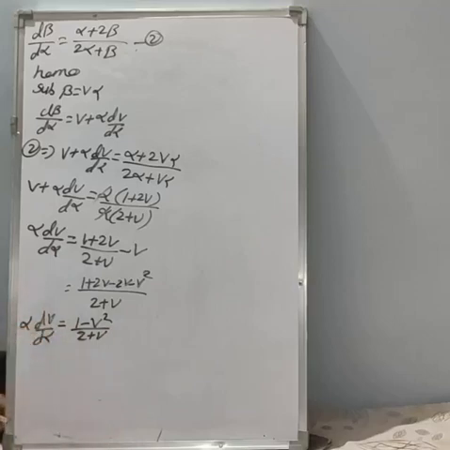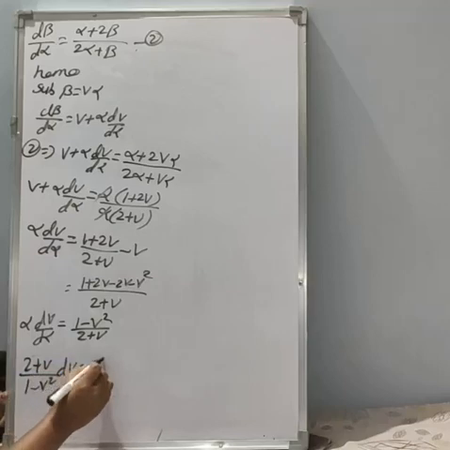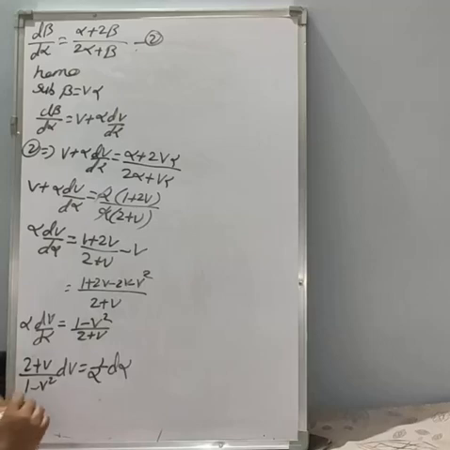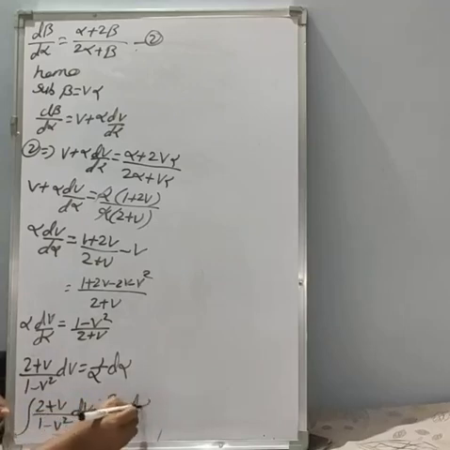Now we can separate the variables. So the terms containing alpha and d alpha on one side and the terms containing v and dv on the other side. So you will get 2 plus v divided by 1 minus v square dv is equal to 1 upon alpha into d alpha. Okay. Now integrate this. Next step is integration. So integration of 2 plus v divided by 1 minus v square dv is equal to integration of 1 upon alpha d alpha.